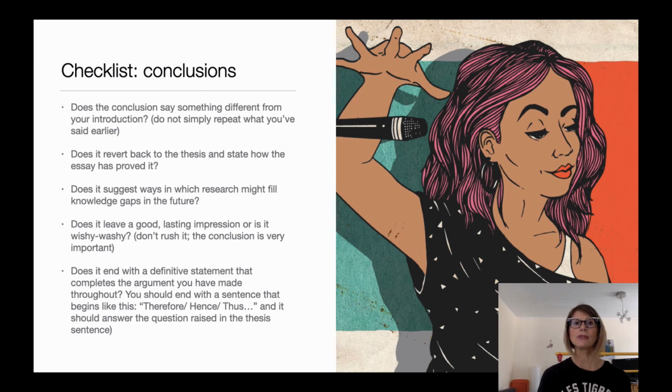Does it suggest ways in which research might fill knowledge gaps in the future? Okay, now this isn't for everybody, so not everyone will need to do this in their conclusion. If you are in a more technical or scientific area, then you might need to do this, where you will show what research needs to cover in the future. If you're in the humanities, less so, I think. However, you might make a statement such as that a particular area of interest needs to be further developed in relation to an author's work, for example, something maybe that hasn't been highlighted before that could be ripe for exploration for scholars in the future.